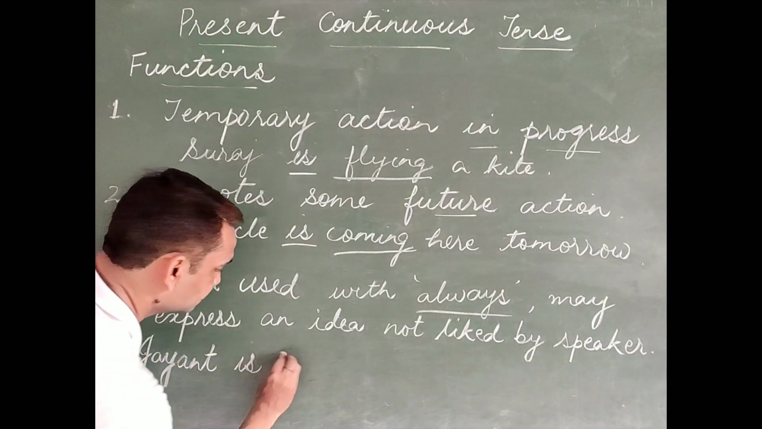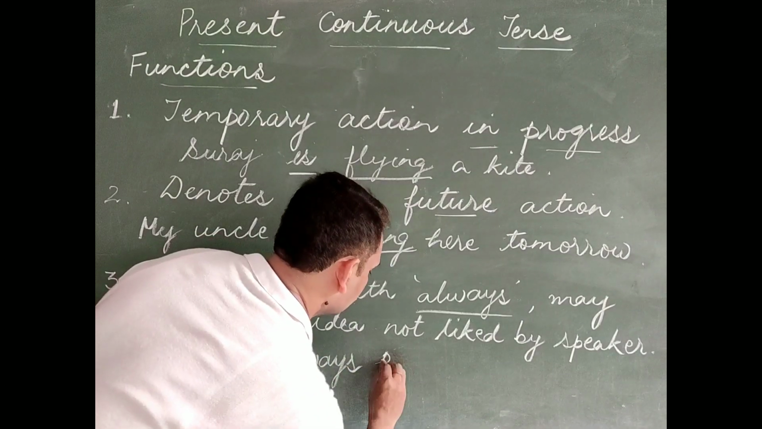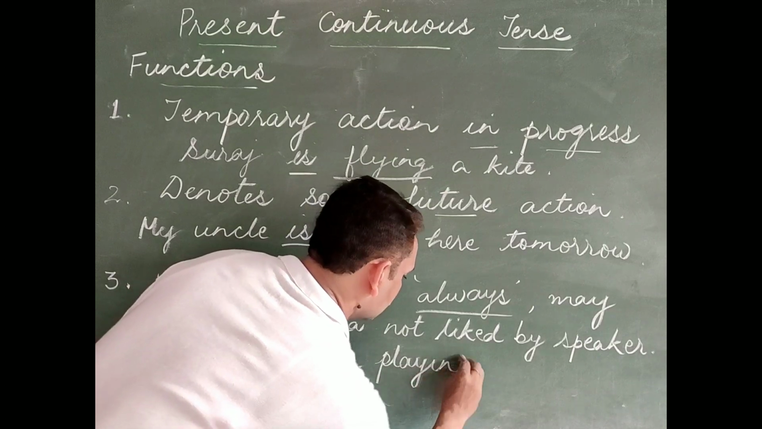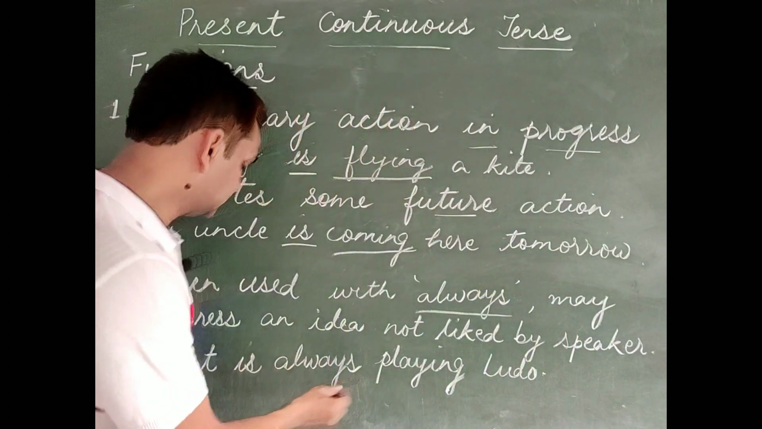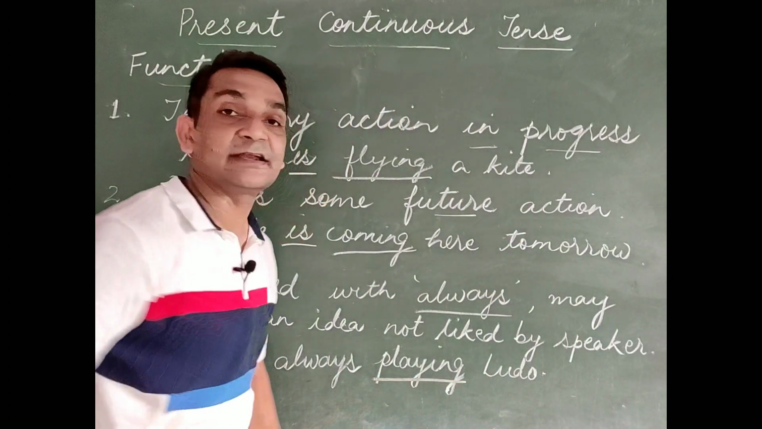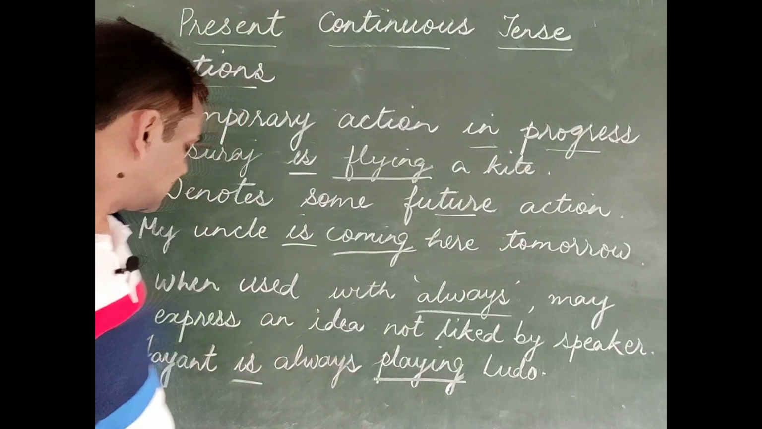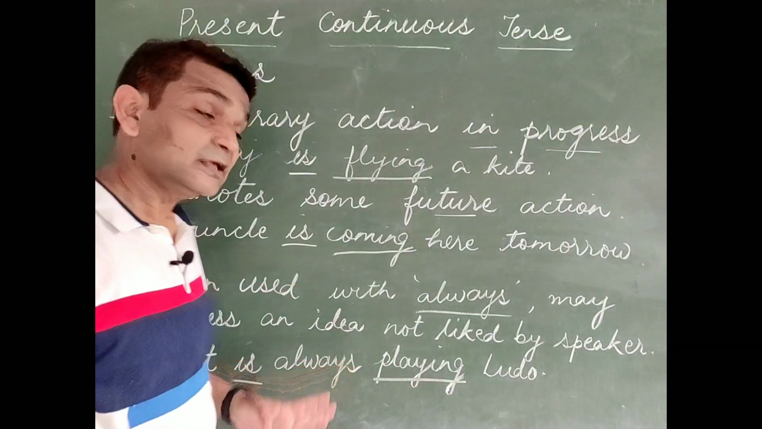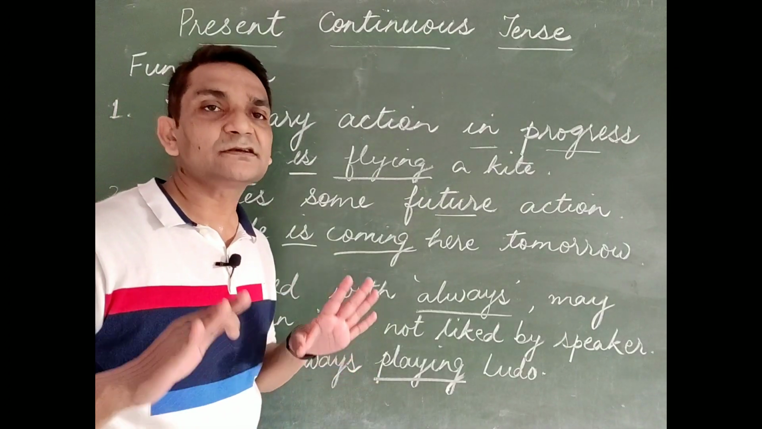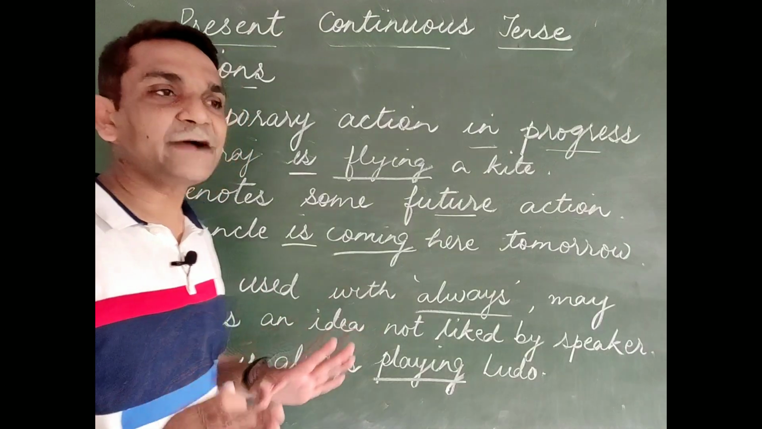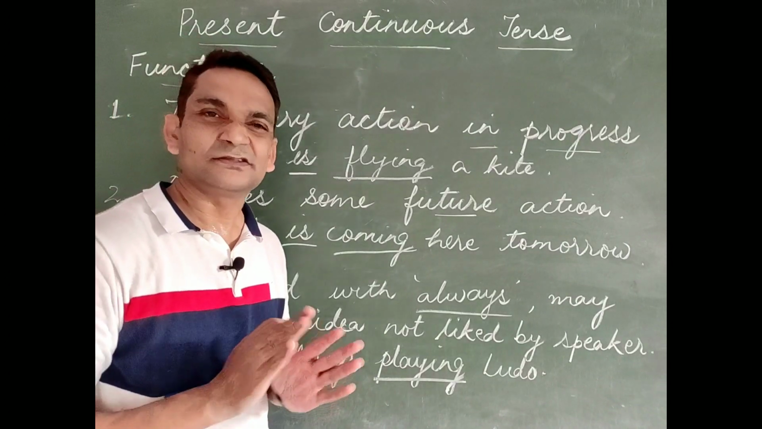Jayant is always playing Ludo. Now the sentence is in present continuous tense, as you can see, is has been used, playing has been used. Now the speaker wants to say that the habit of Jayant playing Ludo always is unpleasant for him. So he finds that playing Ludo, which is a habit of Jayant, is not good.